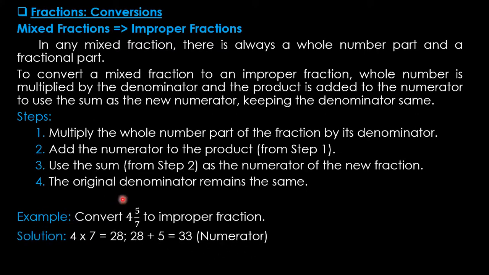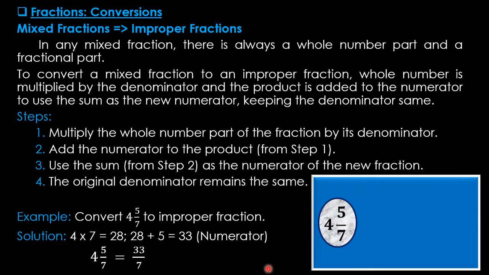So first, step number 1, we multiply the whole number part 4 by the denominator. So 4 times 7 we get 28. Then this product is added to the numerator. 28 plus 5 equals 33. That is the new numerator. So from 4 and 5 over 7 when we convert it, we get 33 over 7.